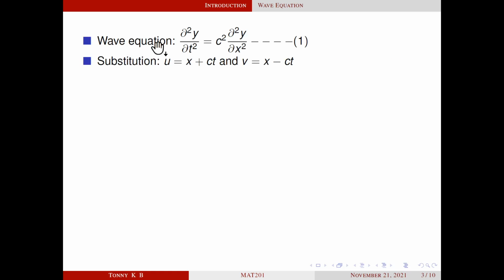Okay, this is our wave equation: ∂²y/∂t² = c² ∂²y/∂x², where c² is a positive constant. First of all, we are going to convert this PDE in terms of two new independent variables u and v. For this original problem, t and x are the independent variables. Next, we are going to convert this problem in terms of u and v, where u = x + ct and v = x − ct.